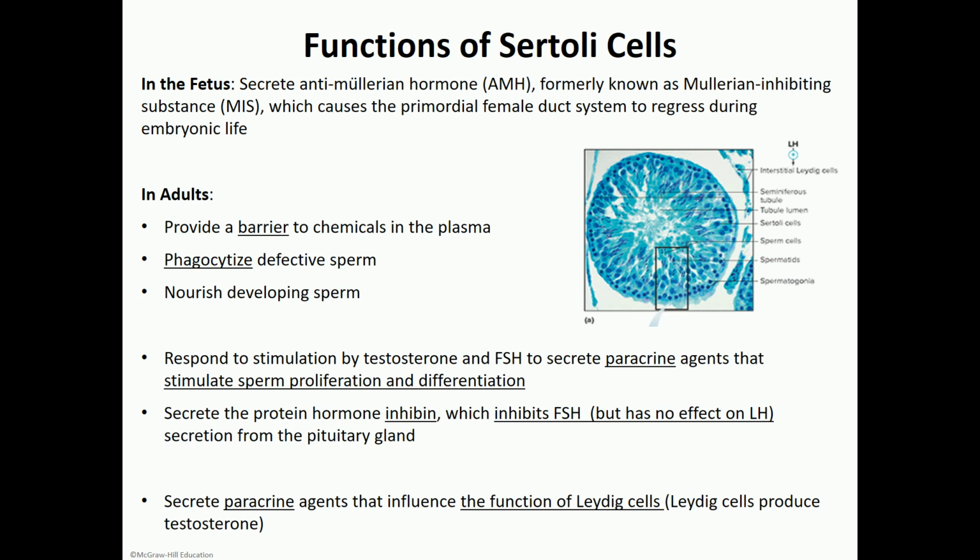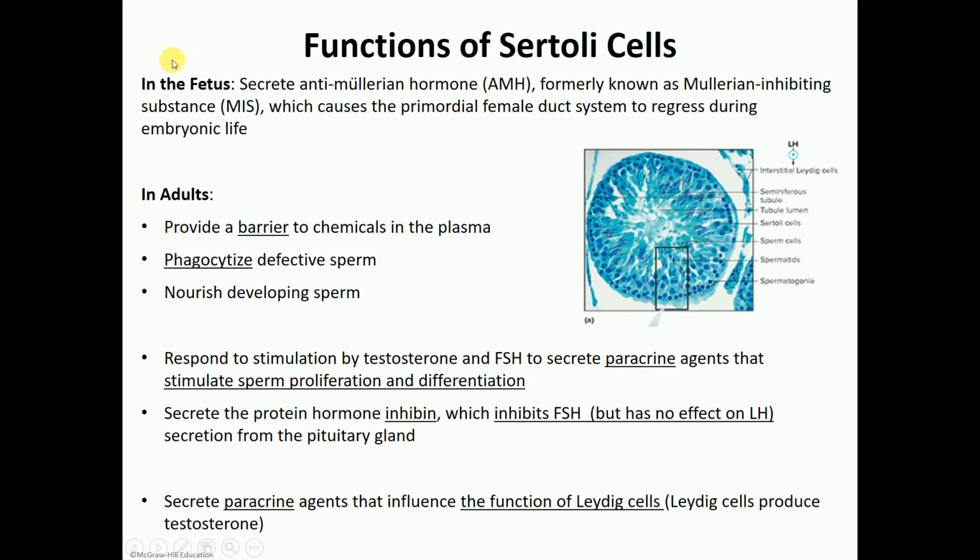So we'll take the functions of Sertoli cells and then the function of testosterone. The function of Sertoli cells, as we said, these are really supportive cells. It has a function in the fetus where it secretes the anti-Mullerian hormone, and that is going to lead to the regression of the Mullerian duct. Anti-Mullerian hormone used to be known as the Mullerian inhibiting substance, but now we know that it's actually a hormone, so we named it the anti-Mullerian hormone.